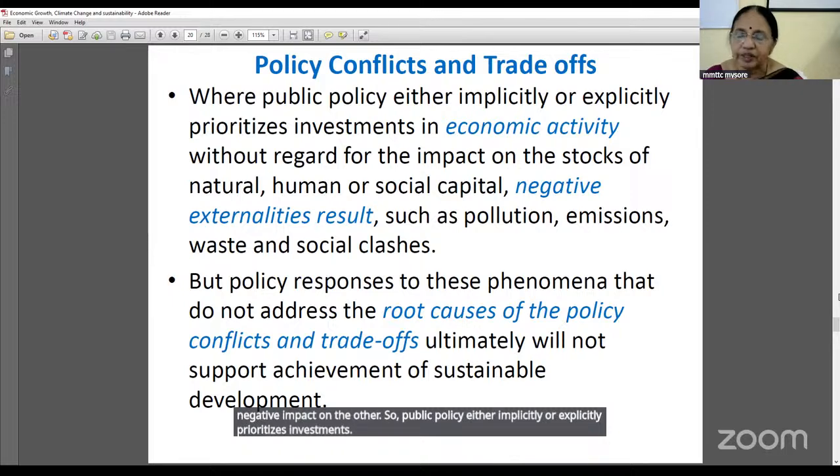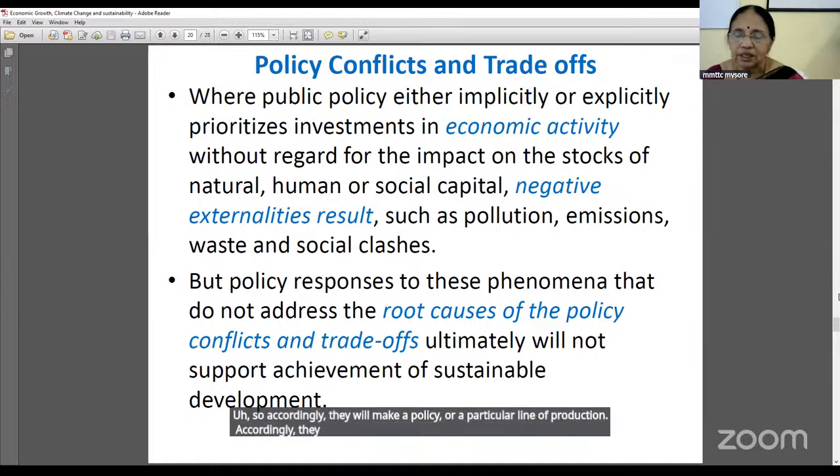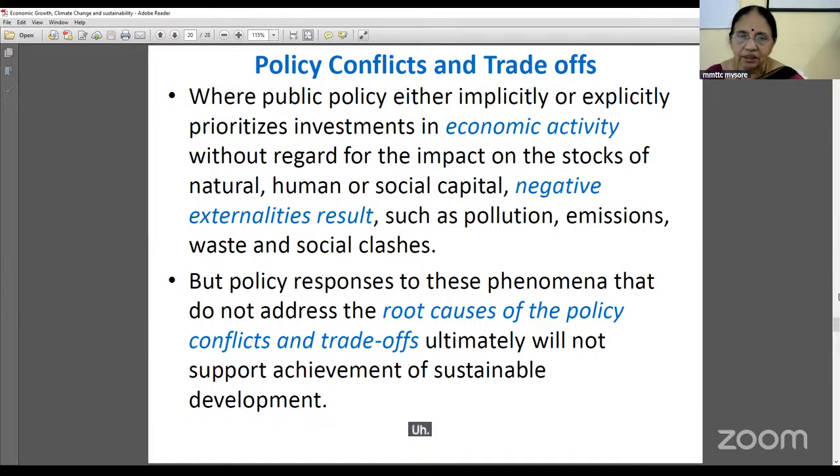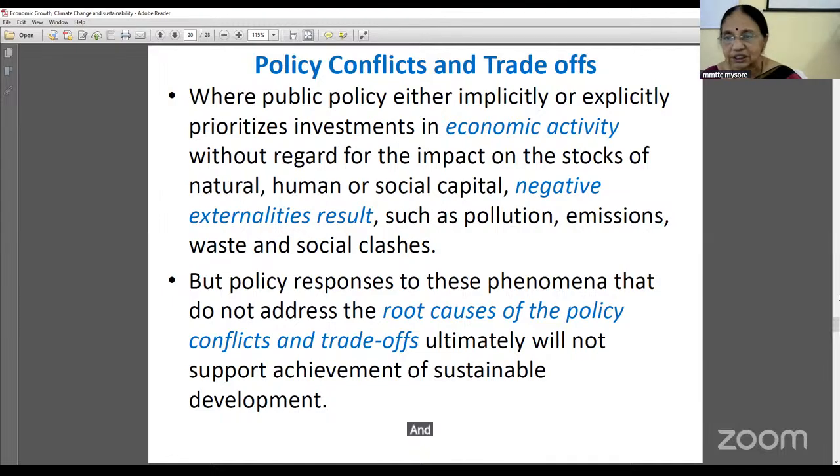See, as you know, when government makes a policy, the policy is operationalizing the objectives of the government. If government wants to promote a particular area, accordingly they will make a policy for a particular line of production. But what happens is, when public policies are made, they prioritize economic activity without regard for the impact on the stocks of natural, human, and social capital, and negative externalities result, such as pollution.